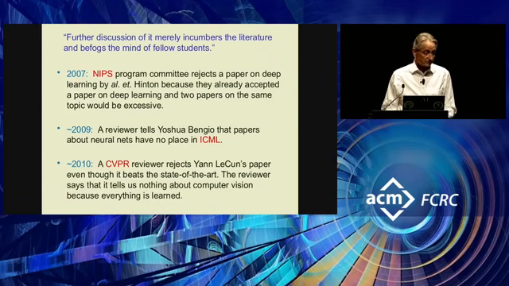Yoshua Bengio submitted a paper to ICML in about 2009. I'm not certain of the year, but it's around then. And one of the reviewers said that neural network papers had no place in a machine learning conference. So I suggest you go to ICML. CVPR, which is the leading computer vision conference, that was the most outrageous of all, I think.